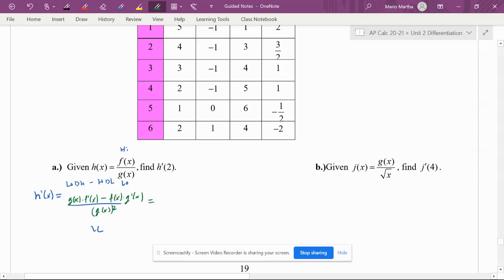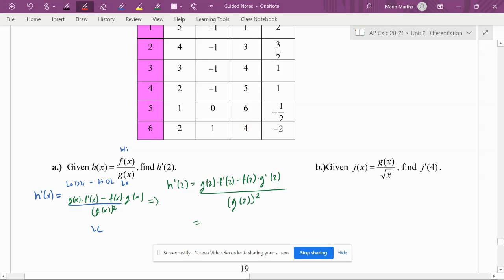And then here, pretty much, you just have to substitute if you want to figure out what h prime of 2 is, right? So h prime at 2 is equal to g of 2 times f prime at 2 minus f of 2 times g prime at 2, and then everything over g of 2 quantity squared. So we still start looking for those values, and then do the substitution.